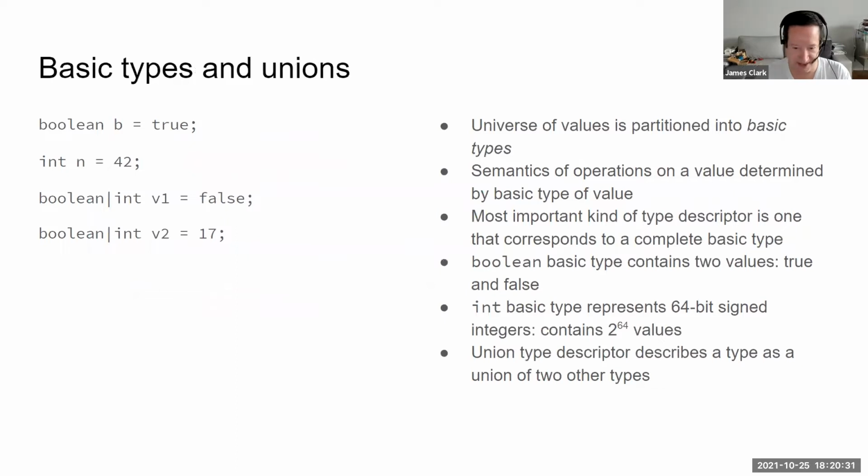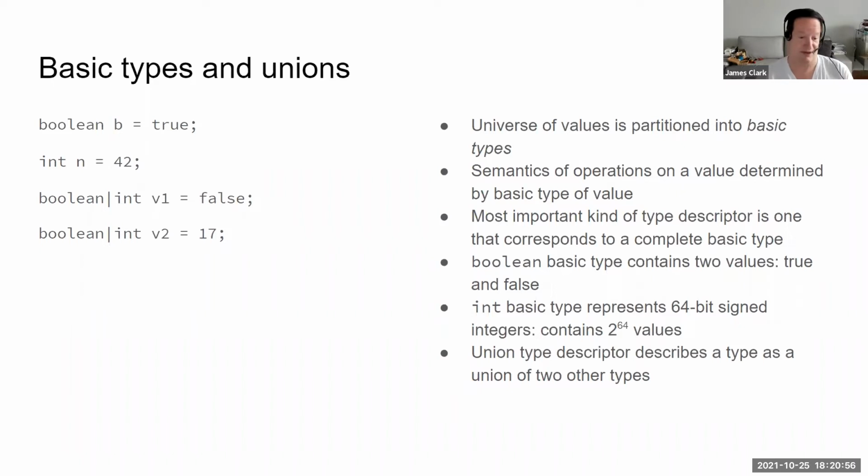So let's just dig in, and I'm going to go through how the type system works and explain how types as sets of values works. Okay, so types are sets of values. What are values? We start off with a universe of values, and we partition that universe into what we call basic types. You might call them sorts or something like that.